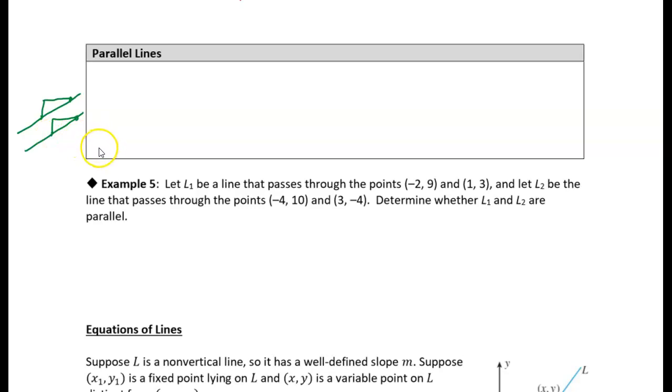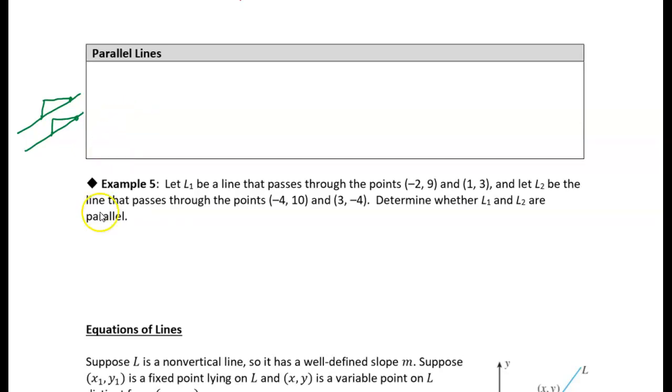But it's also true that if you have two lines where their slopes are the same, then they are parallel. Okay, so both of those statements are true, right? If two lines are parallel, their slopes are the same. And the converse of that is also true: if the slopes are the same, then the lines are parallel.